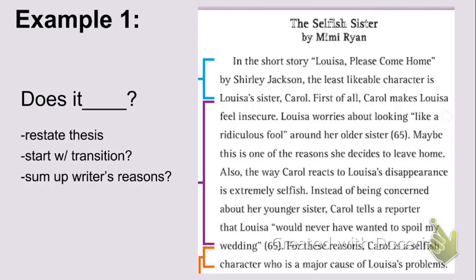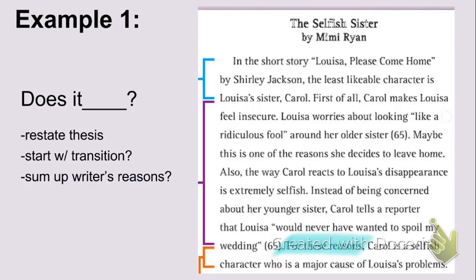Now let's check. Does it start with a transition? For these reasons, Carol is a selfish character who is a major cause of Louisa's problems. In this instance, for these reasons is counting as our transitional phrase. You can tell because it's linking the previous statement to our conclusion statement. It also is followed by a comma, which is common with transitions. Two other common transition words for a conclusion statement are to sum up or in conclusion, and you can use those as well.